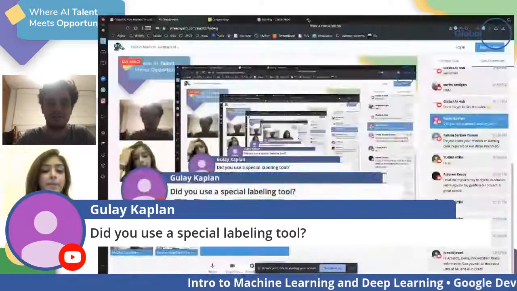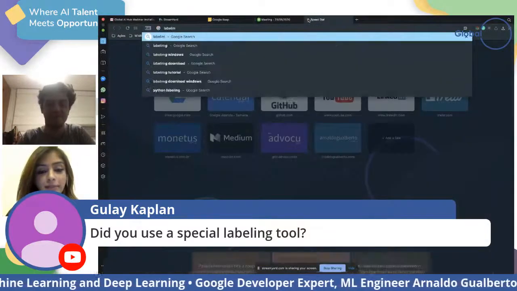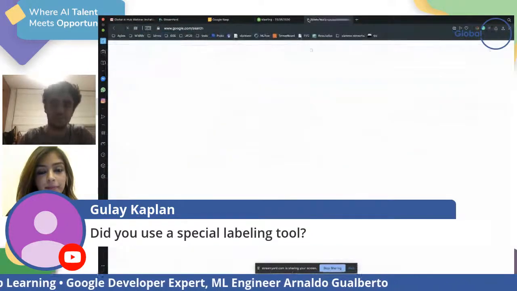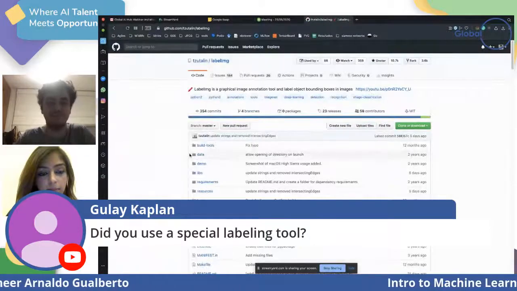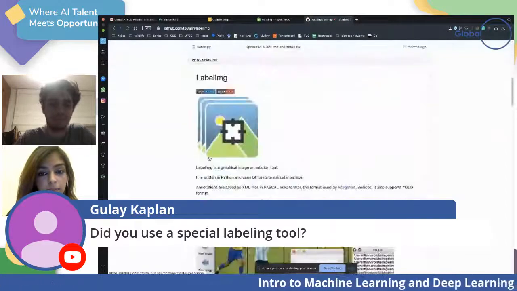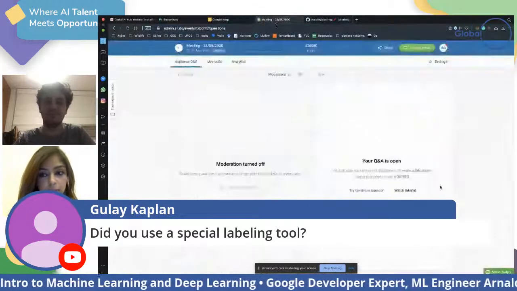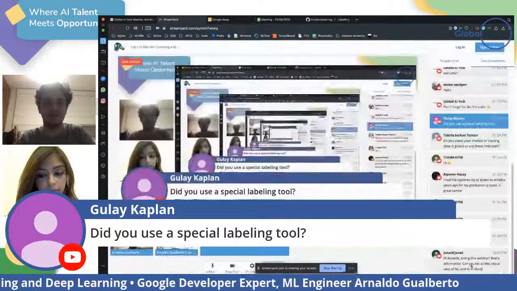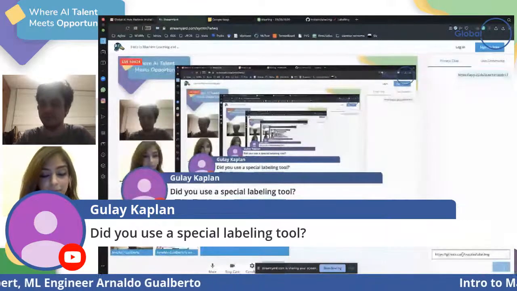Yes, let me share my screen again so I can show the labeling tool I used. My favorite labeling tool is this one, LabelImg, the label image tool. I can send the link on the chat so you can have access to it.